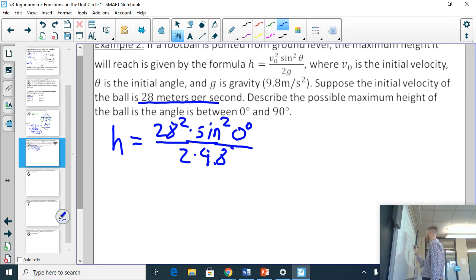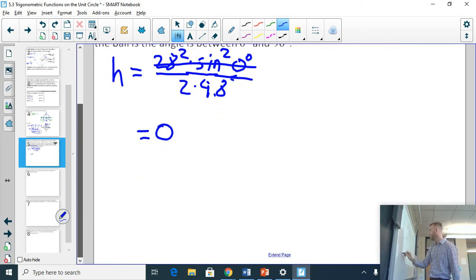Sine of 0, right? This is where you can use your unit circle, or you can just know what sine of 0 is. Sine of 0 is actually 0. So 0 times anything is going to be 0, and then 0 divided by anything is 0. So we're going to get 0 for that first one.